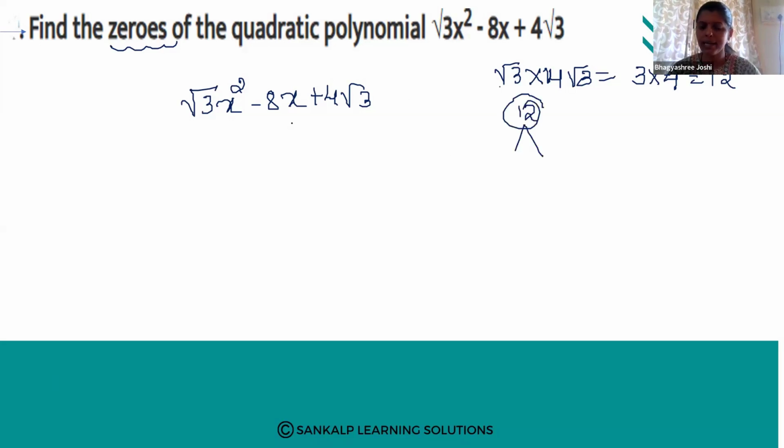What should the middle term be? Minus 8 should come. So we have to choose two such numbers. Which 2 numbers? 6 2s are 12, right? 6 2s are 12. Minus 6 minus 2, that is minus 8. Minus 6 into minus 2 is plus 12. Minus 6 minus 2 is minus 8. Okay.